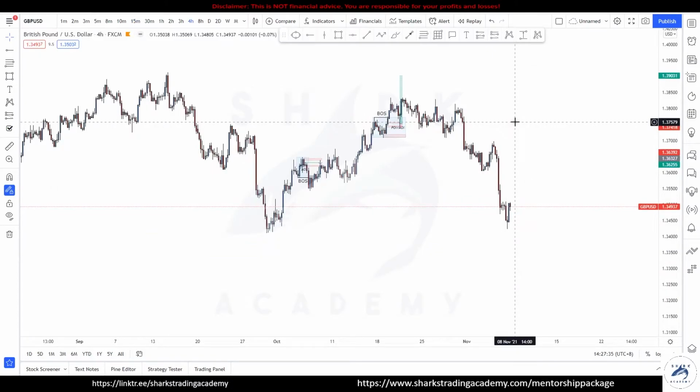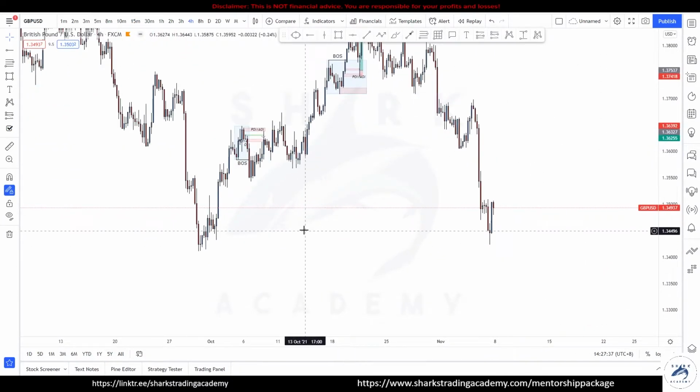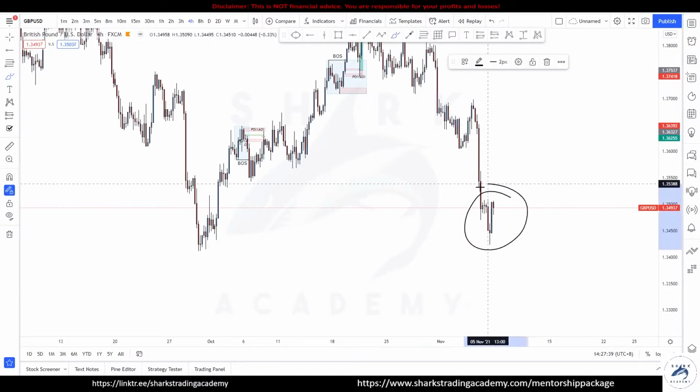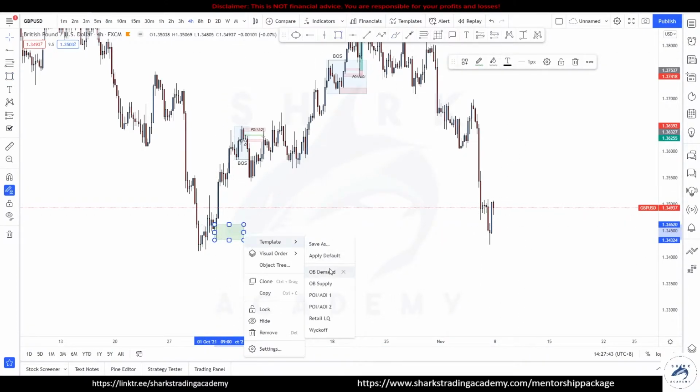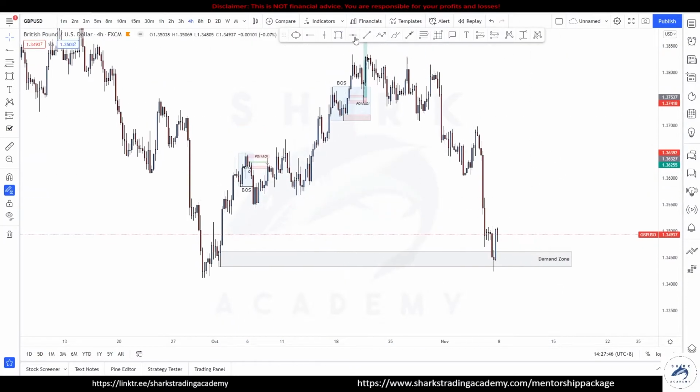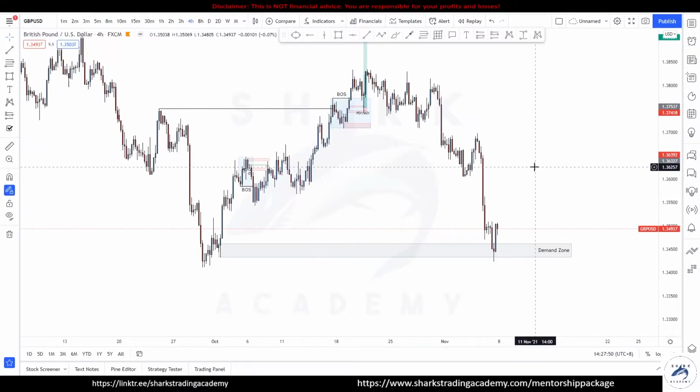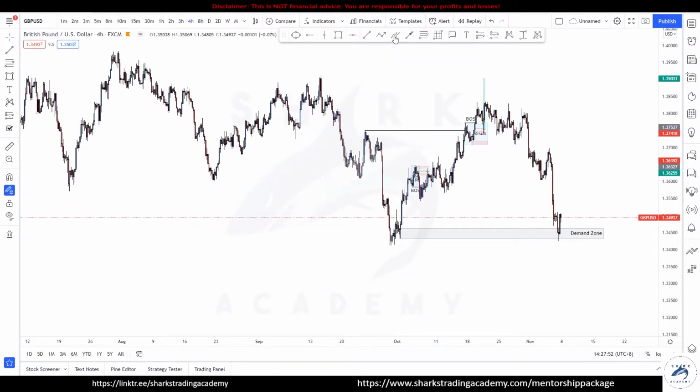Next up, we have the pound dollar. And you can see where the price actually respected. This is the place where price actually respected. This is the demand zone that broke structure here. So this means that we can actually look for buys, although the overall structure is sell.